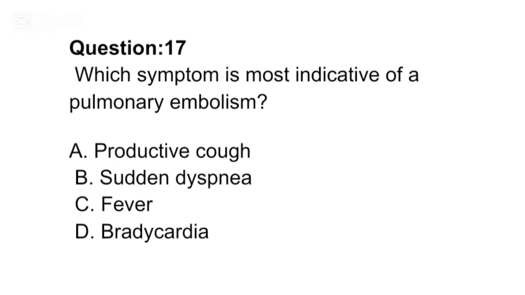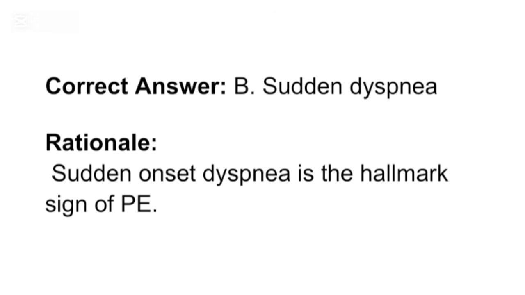Question 17. Which symptom is most indicative of a pulmonary embolism? A. Productive cough. B. Sudden dyspnea. C. Fever. D. Bradycardia. Correct answer, B. Sudden dyspnea. Rationale. Sudden onset dyspnea is the hallmark sign of PE.